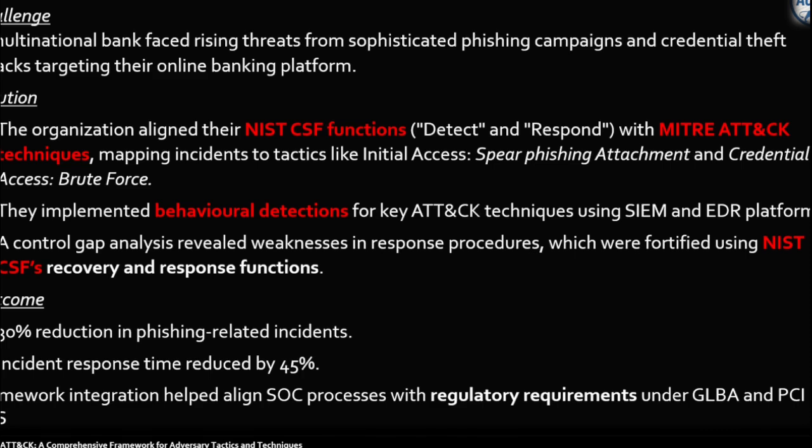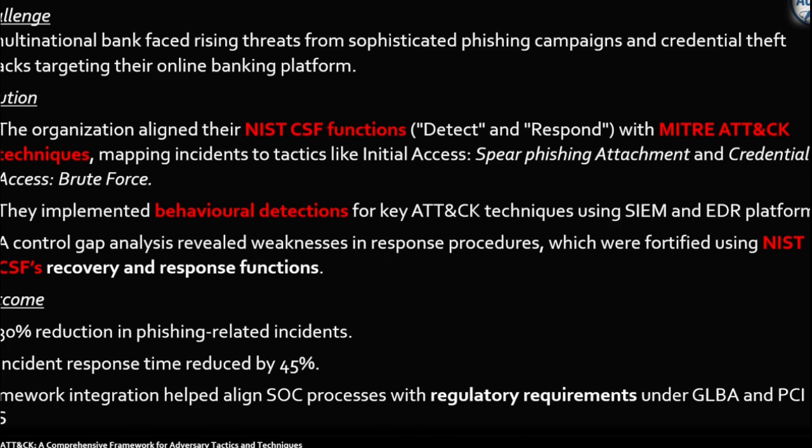They mapped the incident tactics, like how the initial access worked, specifically the spear phishing and the credential access. They reviewed it, and by now we know what MITRE ATT&CK is all about. They observed, they documented, and they implemented behavioral detection for key techniques using SIEM and EDR platforms. They looked at their gaps, their analysis, and their response procedures. They modified it accordingly, tuned it, and fortified their NIST CSF recovery and response function, resulting in a reduction in their incidents and improvement in their response time. This integration helps the SOC process and regulatory requirements.